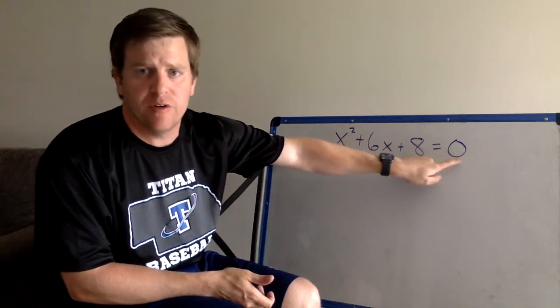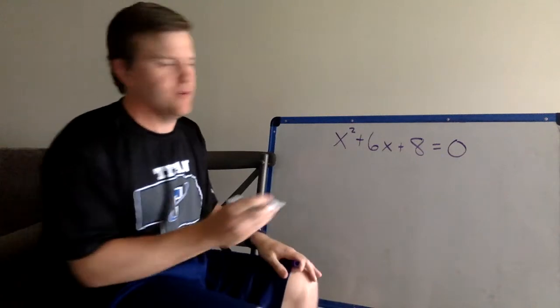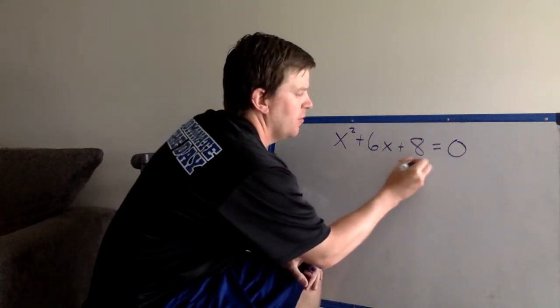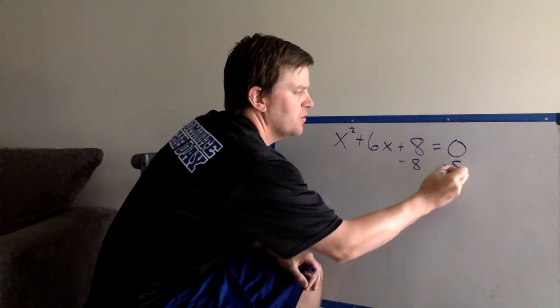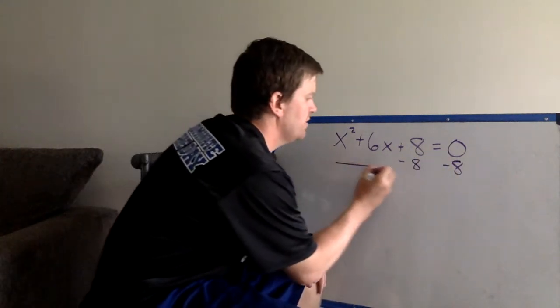Sometimes it'll already be over here. In this problem, we need to move the 8 to the other side first. That's our first step. Okay, we're making room so we can complete the square like we showed in the last video. Okay, so let's subtract 8 on both sides.